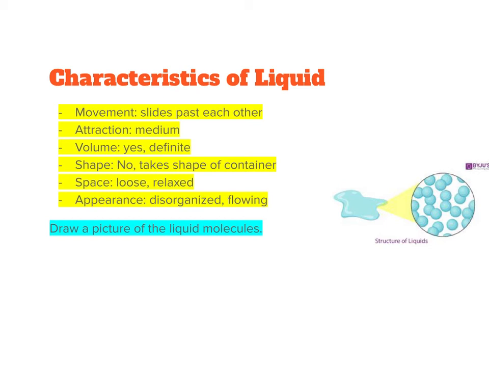The spacing between the particles, it's loose, relaxed, as you can kind of see in the picture there. And then the appearance of them is disorganized and flowing. They're not all lined up in columns and rows like we saw with the solid. So those are characteristics that all liquids have in common. When you finish copying down the highlighted information there, I'm going to have you draw a picture of what liquid molecules look like. You want to draw what you see on the right side of the screen there. Try to be as accurate as you can.